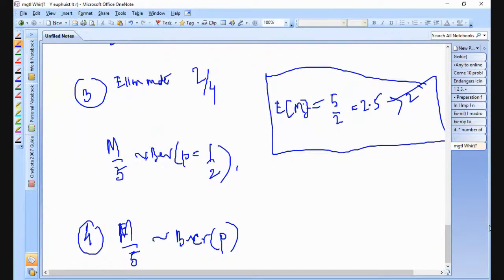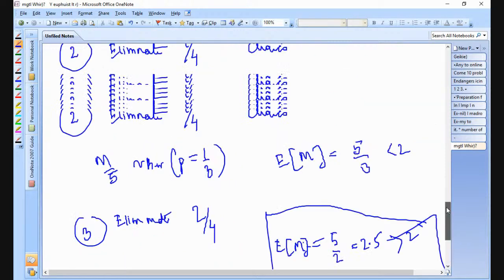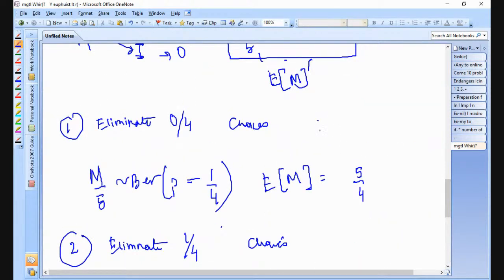Sure, Bhushan. M by 5 is Bernoulli because M is plus 5 if success and 0 if failure, right, Bhushan? So M by 5 is 1 if success and 0 if failure. So M by 5 is Bernoulli P. Did you understand now, Bhushan? Okay, perfect.